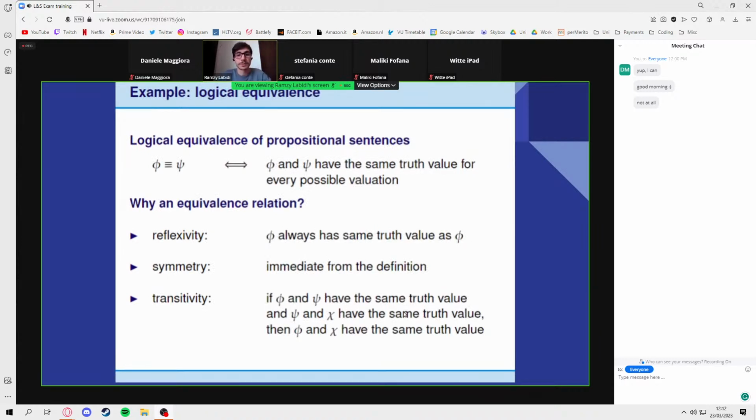Yeah, so logical equivalence means that both sets have the same truth value for every possible valuation. And you say, why? Well, one of the sets always has the same truth value as the other, so it is reflexive. Then we take a look at the property of symmetry, and it's immediate from the definition that it goes both ways. Transitivity: if that set and a third one have the same truth value, then the first and the third sets have the same truth value.